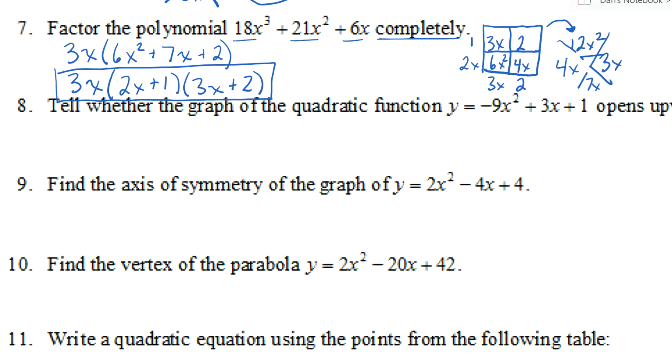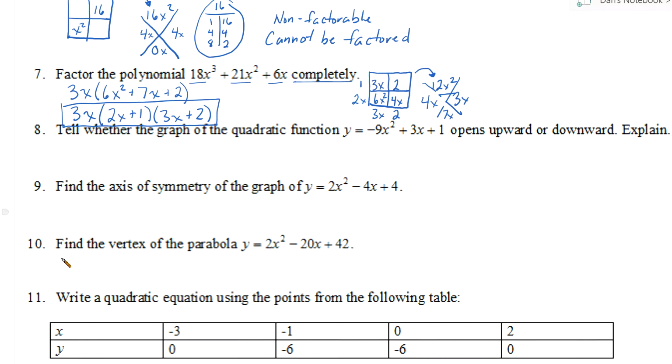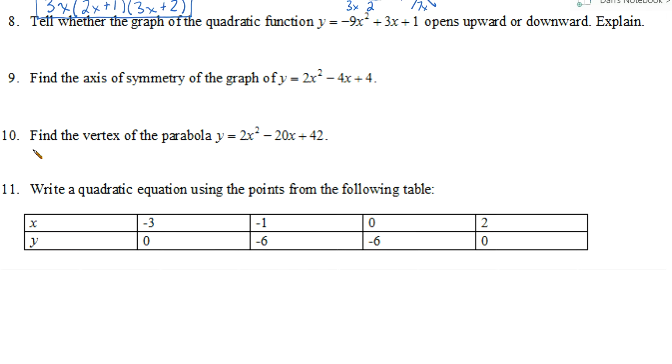That's it there. Okay, that's pretty time consuming for those. Those are some of the more time consuming ones on here. Okay, we're looking at number 8 now.